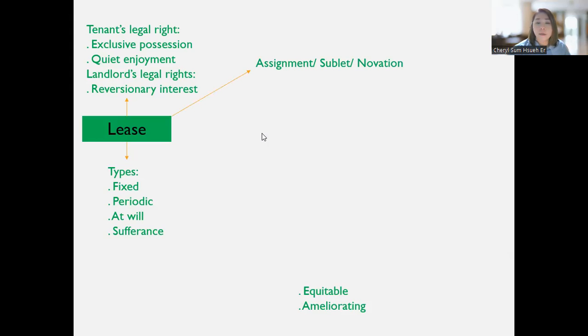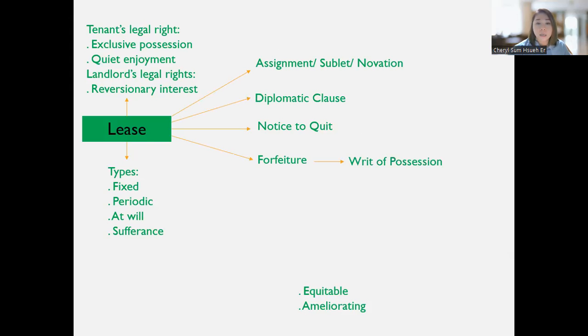Then here comes other things, assignment, sublet, novation. Diplomatic clause, probably a very catchy one as well. Notice to quit, which is a termination clause. Forfeiture, which means when there is a breach, the landlord is going to terminate and take back the lease. Then whenever it comes to forfeiture, the keyword linked to this is breach of possession. Here comes Distress Act, limitation 12 months. The keyword linked to this is breach of distress.